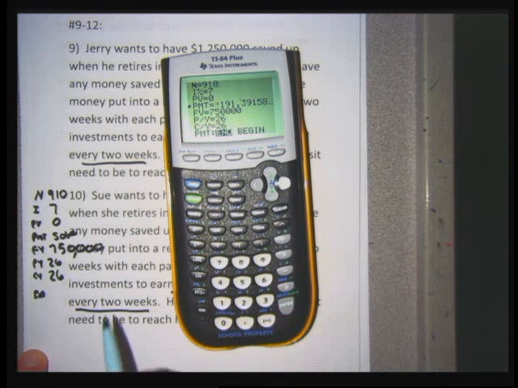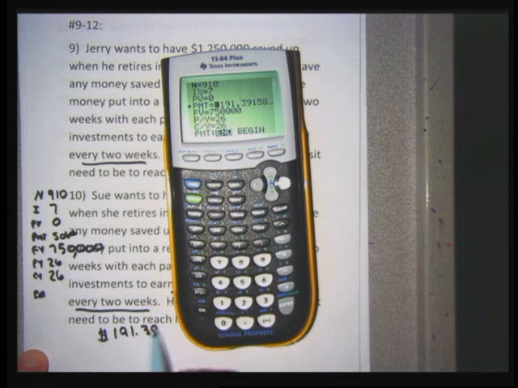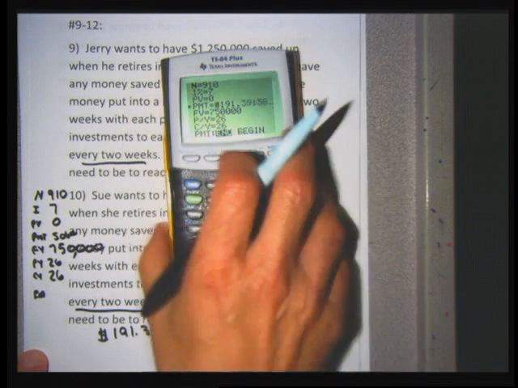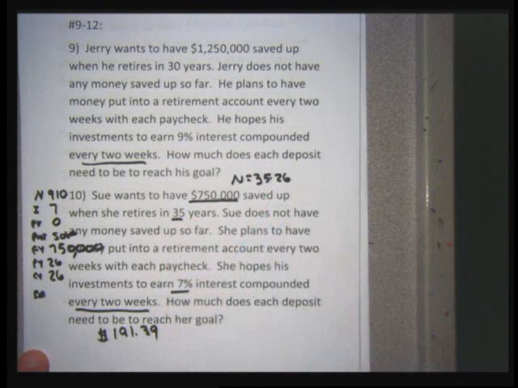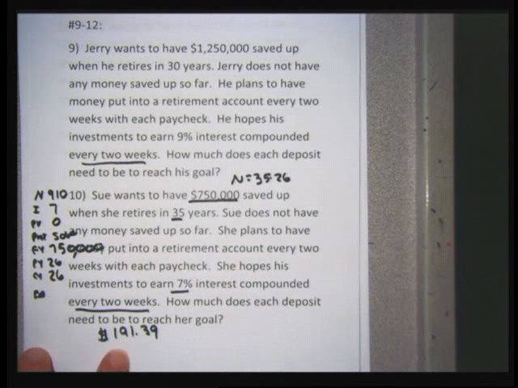Scroll up to the payment and alpha solve it. And Sue's going to have to deposit, not so much, $191.39 to get $750,000, but she has 35 years to do it. So if you start saving when you're 30 and you retire when you're 65, and 7% is a very conservative estimate for an interest rate. So basically, it's about $400 a month, approximately that, to get up to that $750,000.